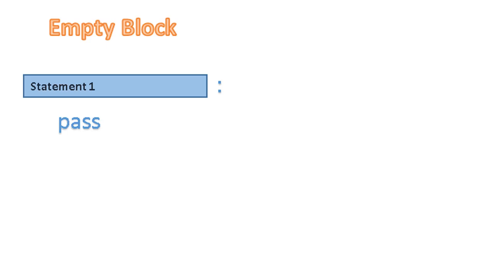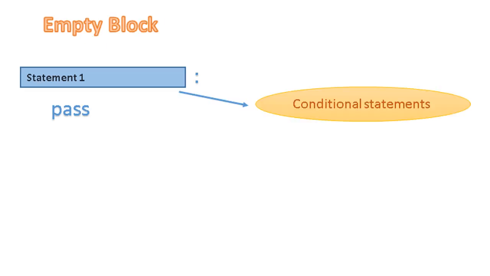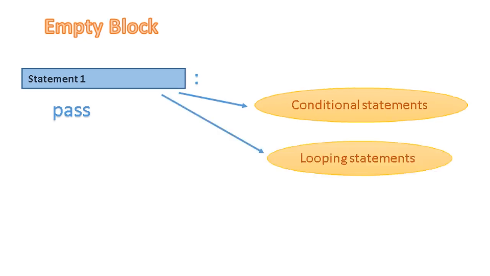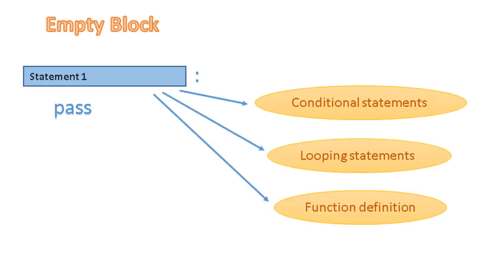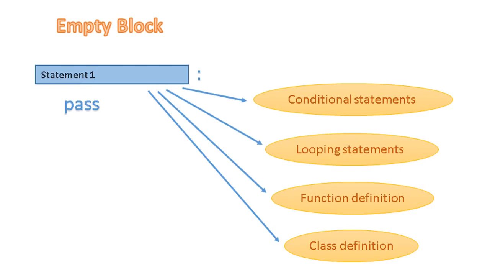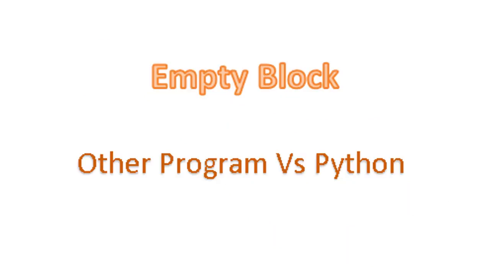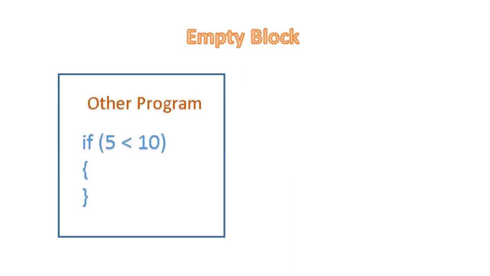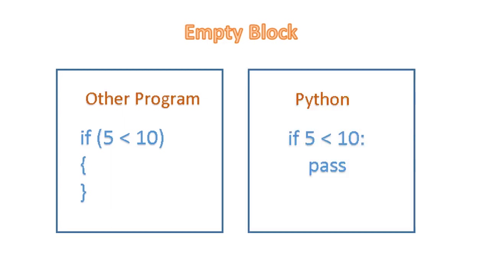Pass statements can be used anywhere in the Python program, but it is used especially in blocks of conditional statements, looping statements, functions, and class, etc. Let's compare how an empty block is implemented in other programming languages and in Python. In other languages, just open and close curly brackets are used and nothing is written within the curly brackets. But in Python, the keyword pass is used.